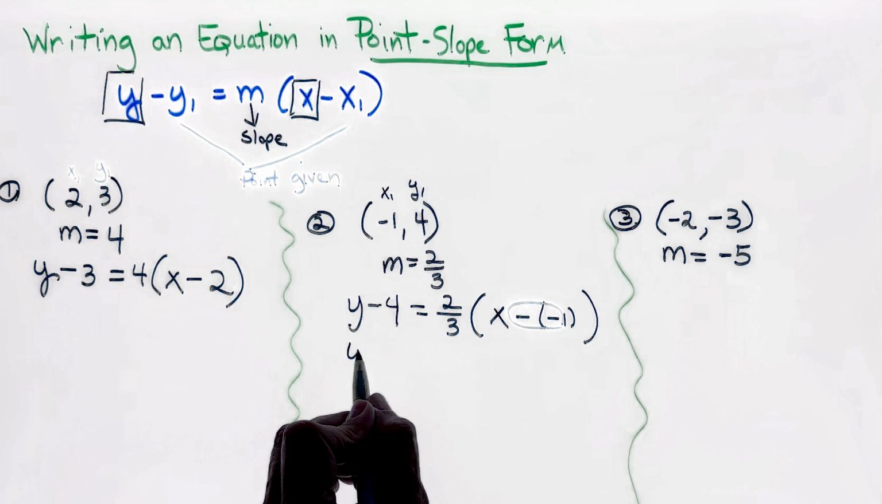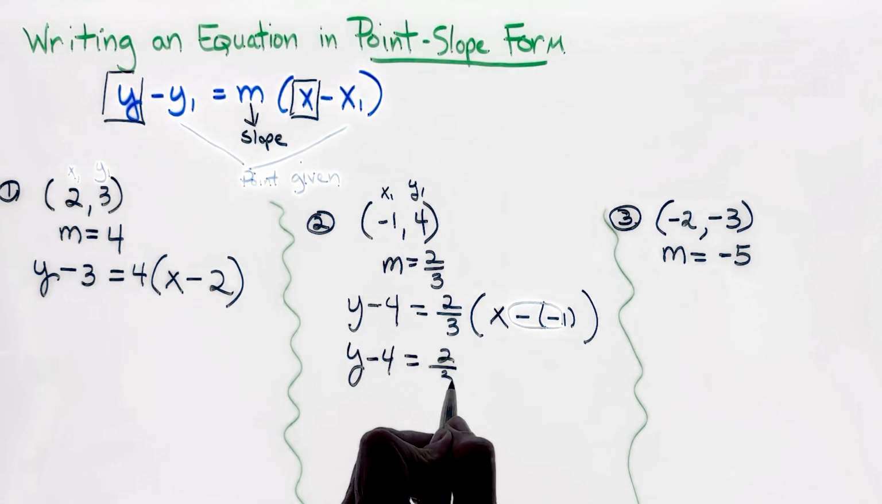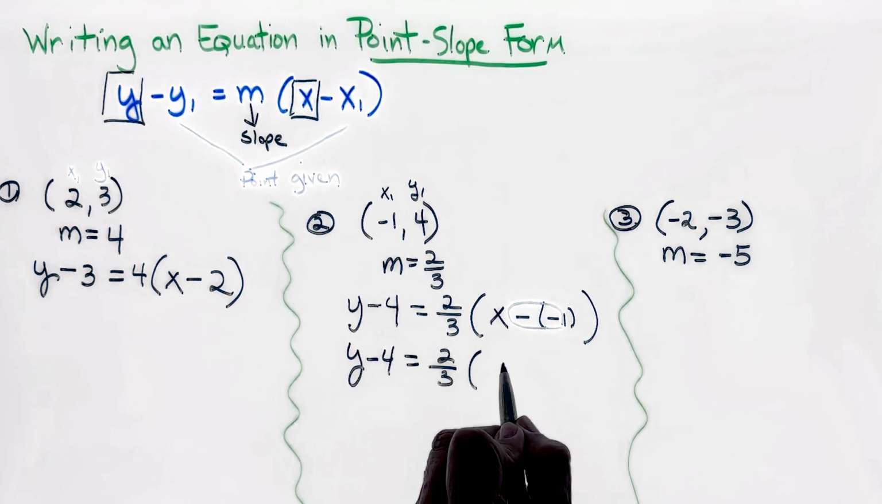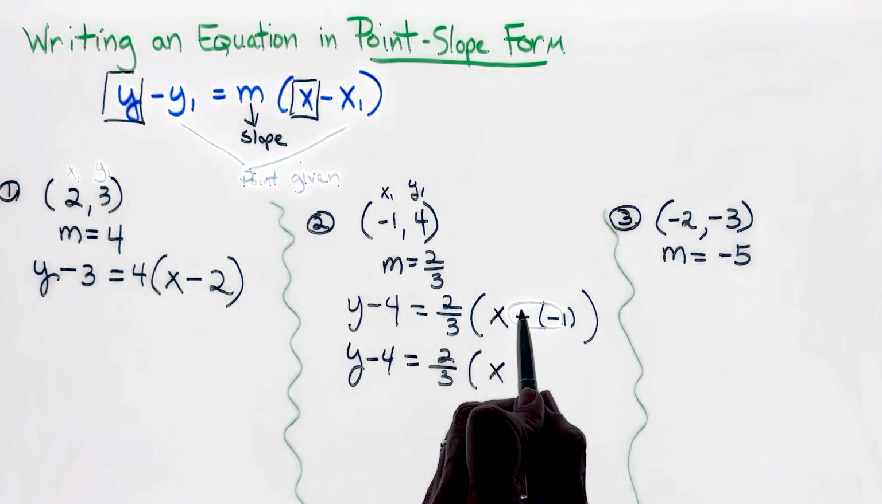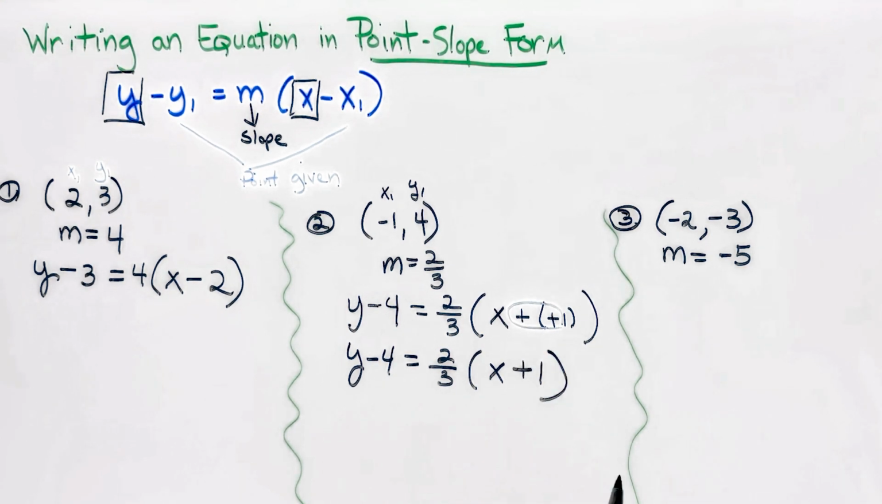So let's do y minus 4 is equal to 2/3 times the quantity of x. Remember, you add the opposite, so it is plus 1. And there is your equation in point-slope form.